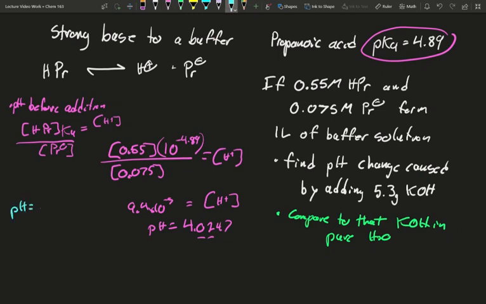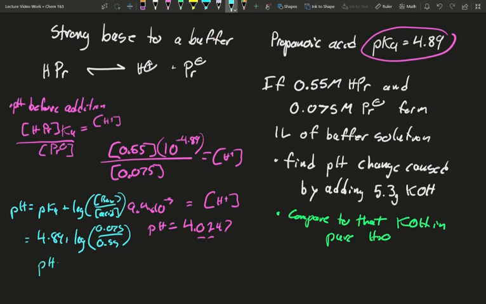Additionally, we could have calculated this using the Henderson-Hasselbalch equation. Our pH was equal to the pKa plus the log of the base over the acid. 4.89 plus log 0.075 divided by 0.55. We'll find the same thing. The pH would equal 4.025. A little rounding error. Basically, we get the same answer. This was our initial pH.